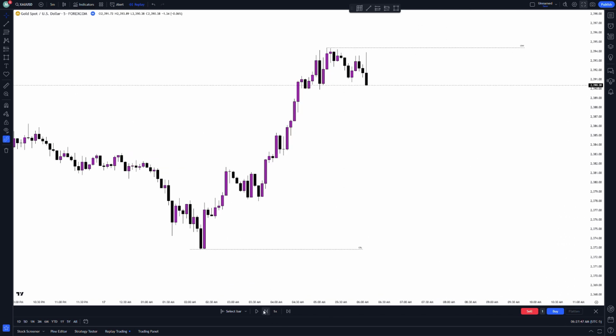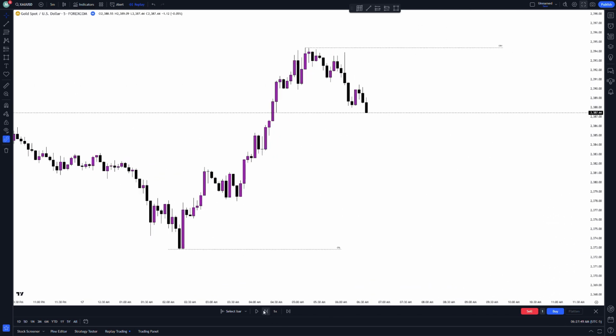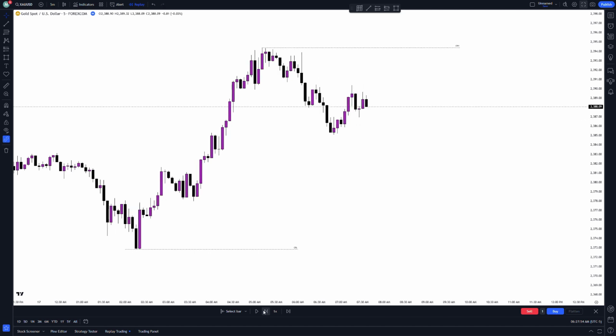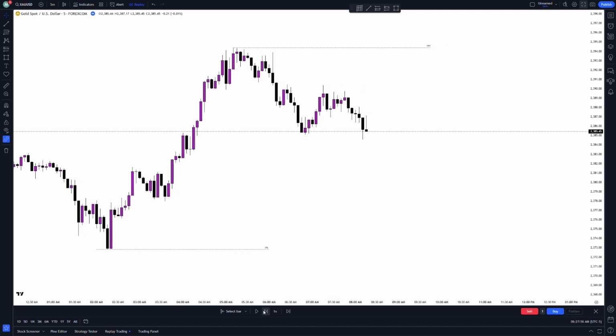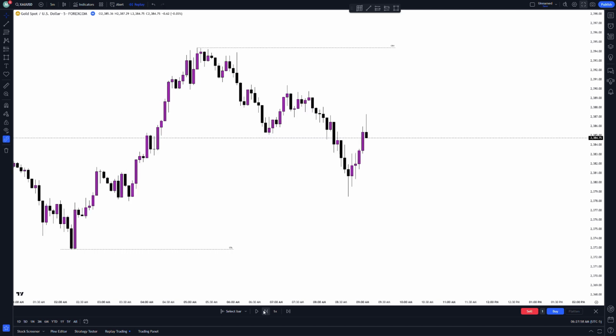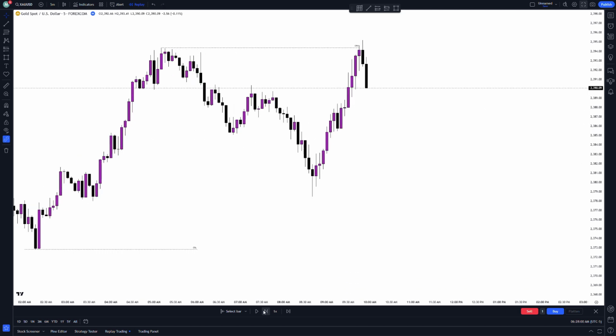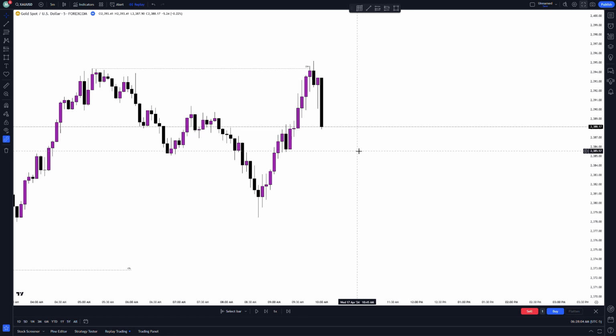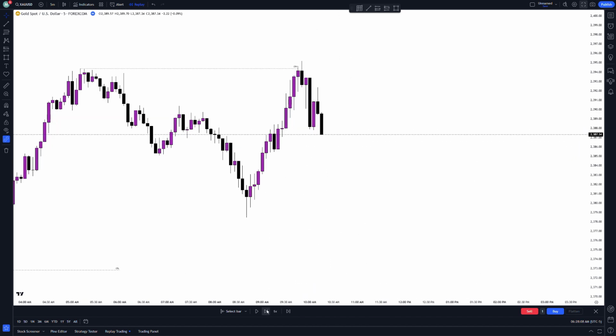We want to see price trade above it, right, or below it. Let's see what is going to happen. So we have just taken out the high. We want to see price create a market structure shift with displacement, right? No displacement, no entries, right?